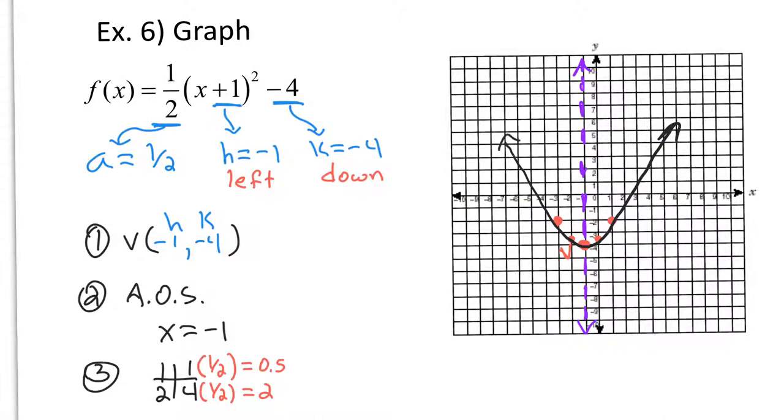Now again, it is hard to see the parent function, but this parabola here is wider than the parent function, because the a value is less than 1. It is wider, and the parabola is going up.